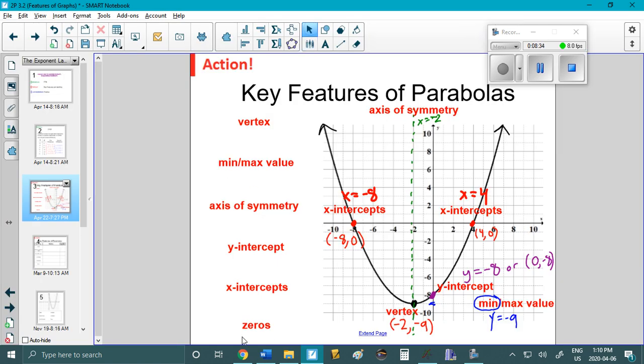And the last thing, the zeros. The zeros are the exact same as the x-intercepts. It's just another word for it. And once I put those in, I'll explain why it's a different word for the same thing. So these points, these x-intercepts, are also called zeros because if you look at the y values, they're 0. So these are the zeros. This is where y is 0. You can see in each point y is 0. Okay, so the x-intercepts or zeros are the same thing.